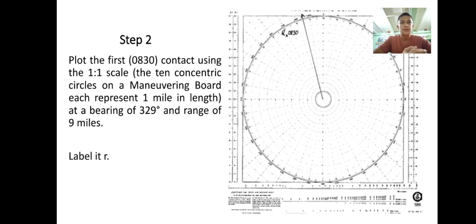Step 2. Plot the first contact using the 1 of 1 scale. The 10 concentric circles on a maneuvering board each represent 1 mile in length, at a bearing of 329 degrees and a range of 9 miles.